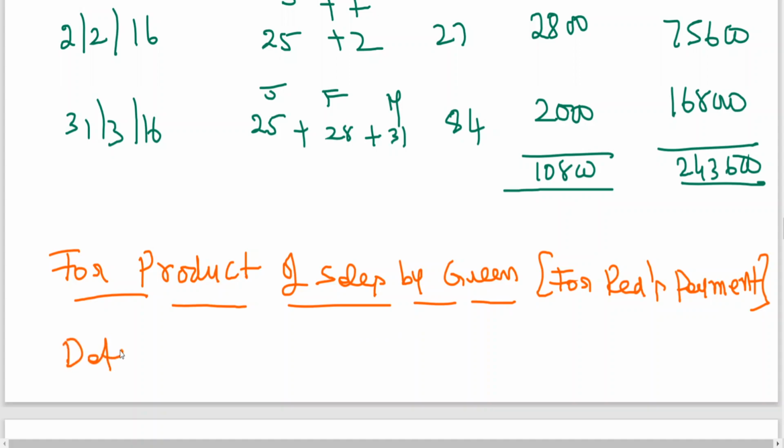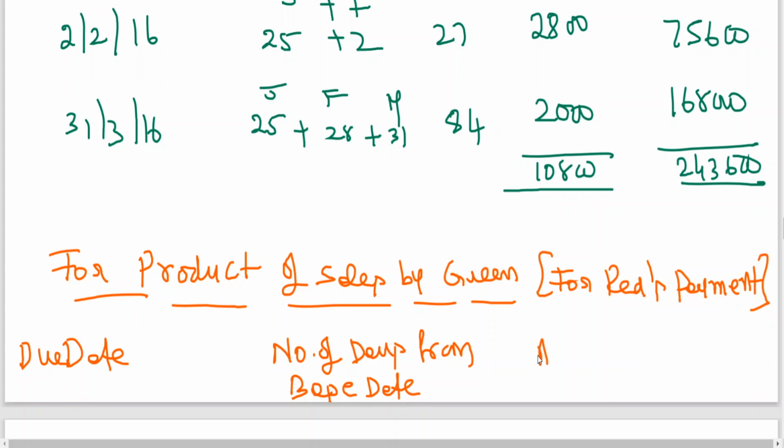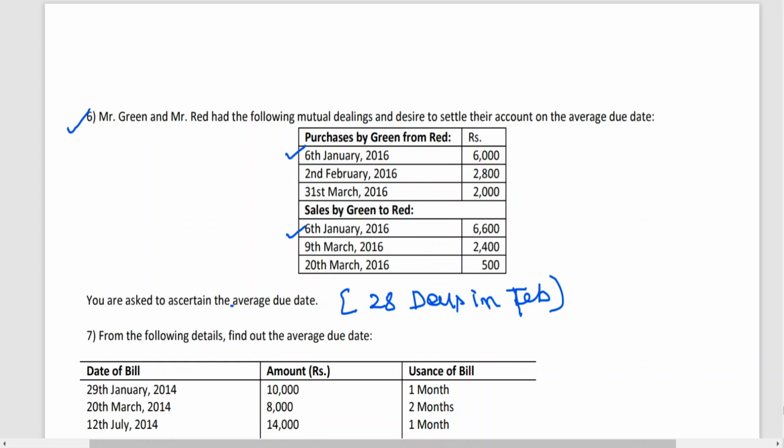Again, due date, number of days from base date, amount, product. You can see the due dates here: 6th January, 9th March, 20th March.